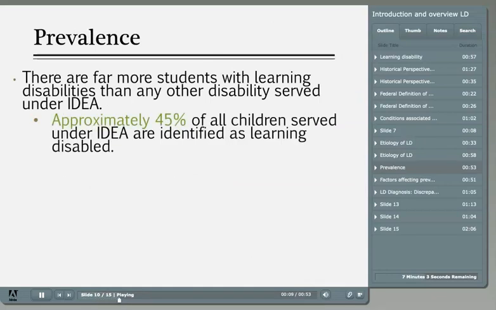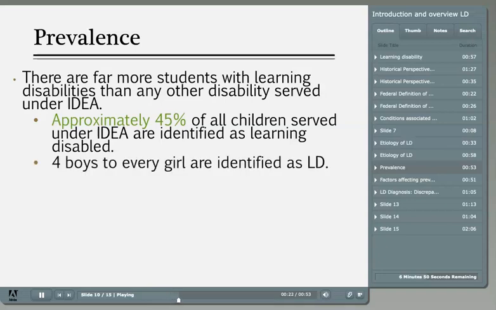Approximately 45% of the children with IEPs in the United States are served under the IDEA category of learning disability. That is about 4 out of every 100 kids. Learning disability is disproportionately represented from boys to girls. 4 boys to every 1 girl are identified with a learning disability.